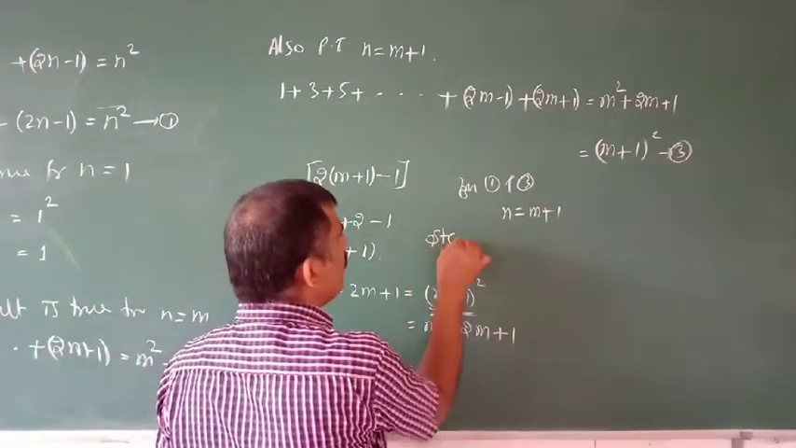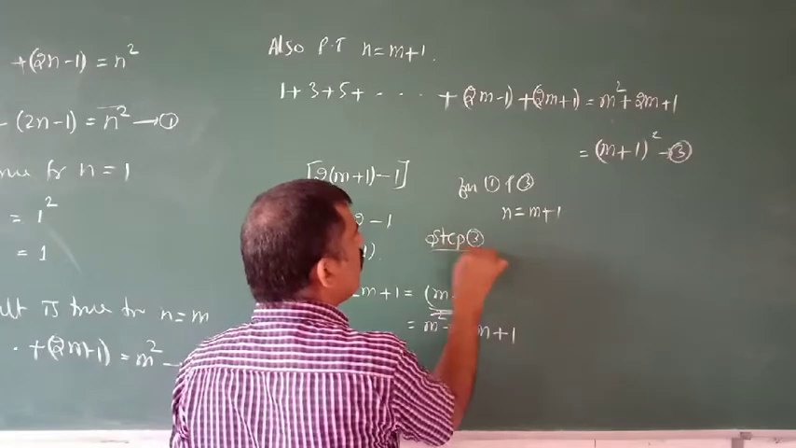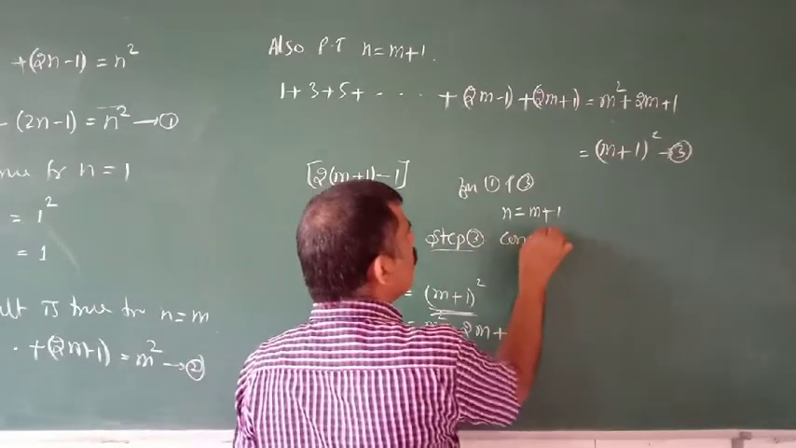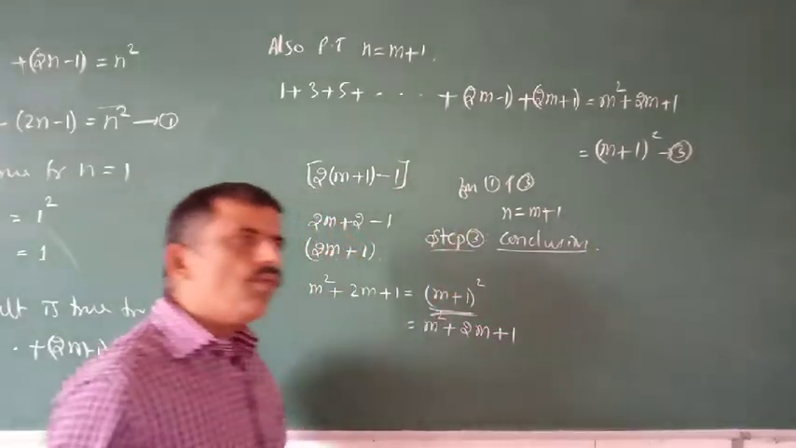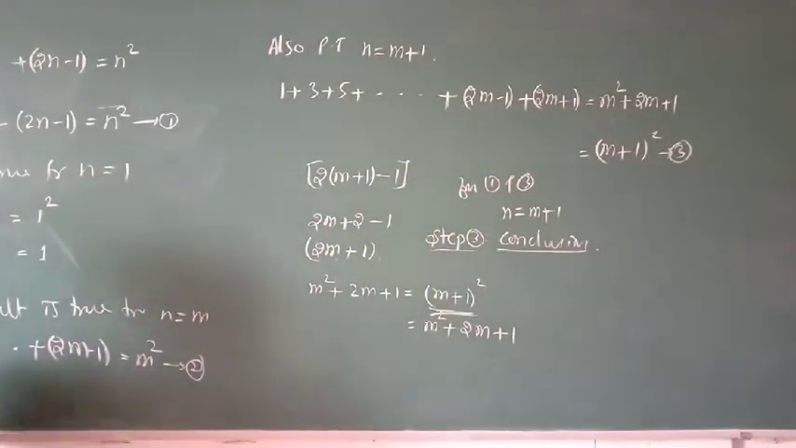Next one is step 3. The conclusion states that the result is true for all positive integers n. So that is the 5 marks problem.